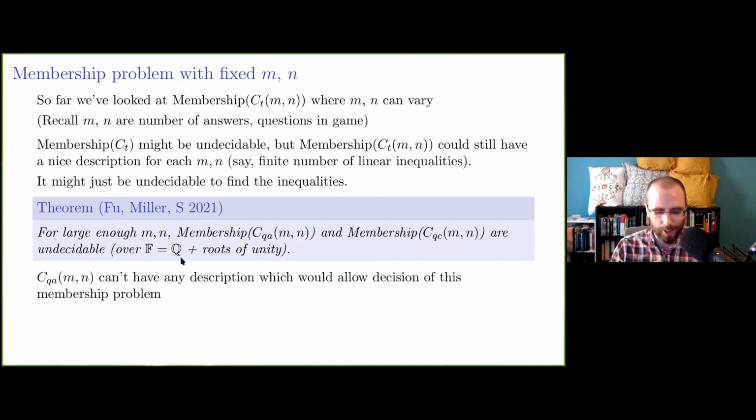So what varies is we can't just talk about rational numbers. We need to talk about roots of unity getting very close to 1. And what that means is that if you think about these individual sets, not allowing M and N to vary, but just the individual sets, they also can't have very nice descriptions.